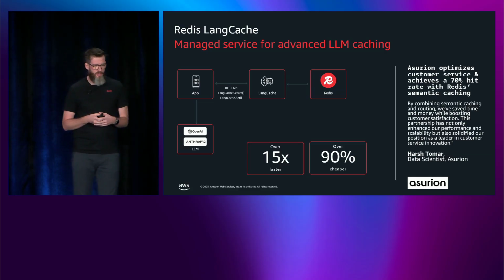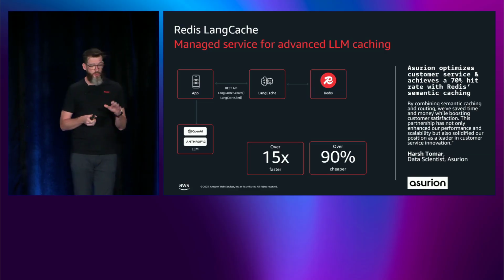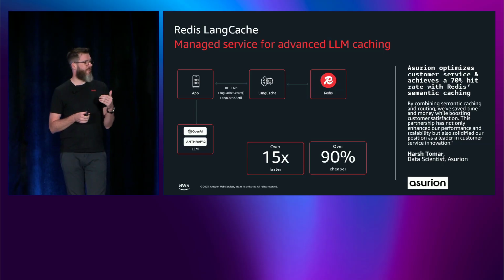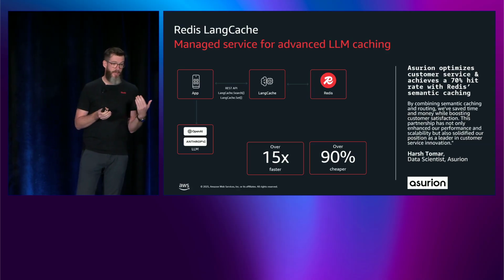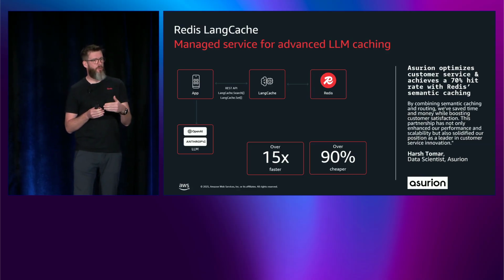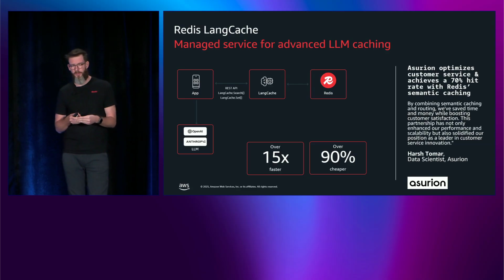Azurion is one of our customers that is using semantic caching, and they were able to reach a cache hit rate of 70%. And with that, they reduced the response time in their customer service portal by half, and they got 4 times more engagement on their customer service portal.